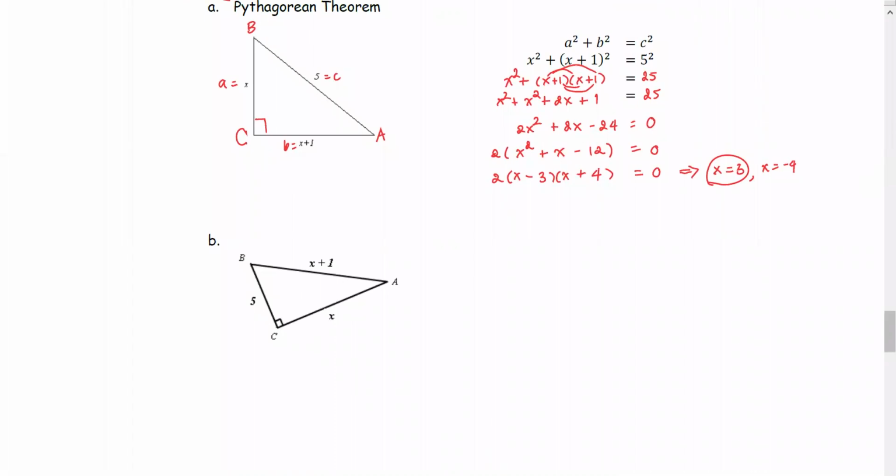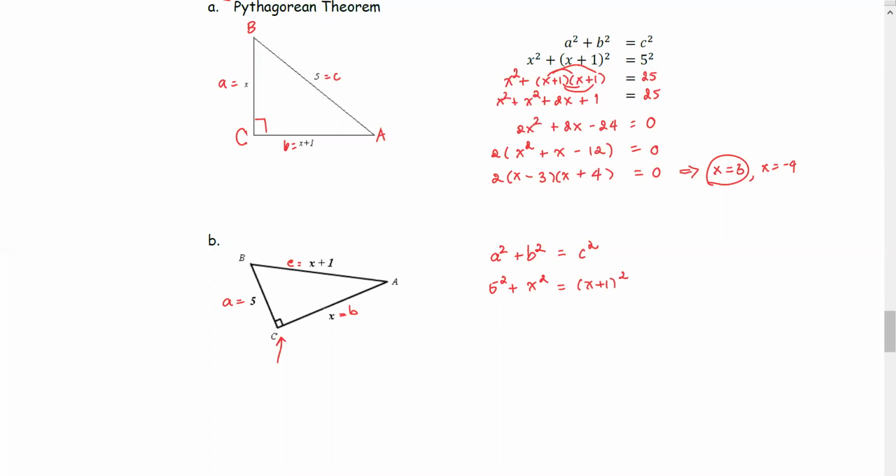Follow the same Pythagorean theorem because this is a right triangle. So a squared plus b squared equals c squared. The lowercase a is opposite to angle A, b is opposite to angle B, and the lowercase c is opposite to angle C. The a squared is 5 squared, b is x, so x squared, and c is the quantity x plus 1 squared.